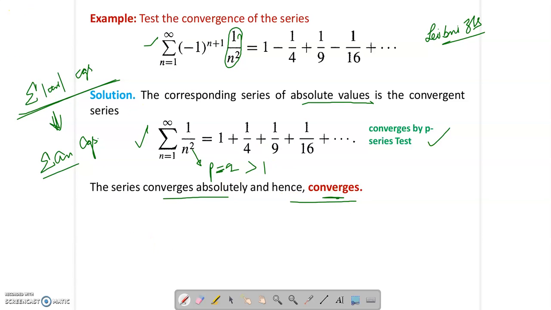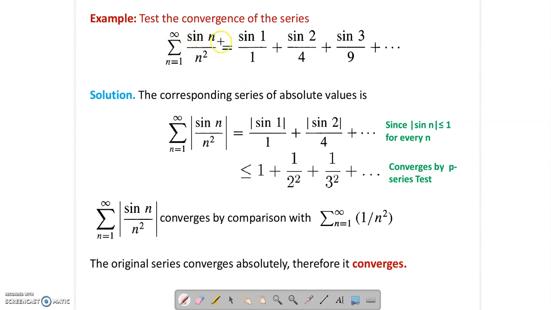So we'll see the next example. Test the convergence of the series summation n going from 1 to infinity sin n upon n square. So we have this series. Now note here that sin 1 is a positive number, considering that this is in radians. Sin 1 will be a positive number, but eventually sin 4 will be a negative number.